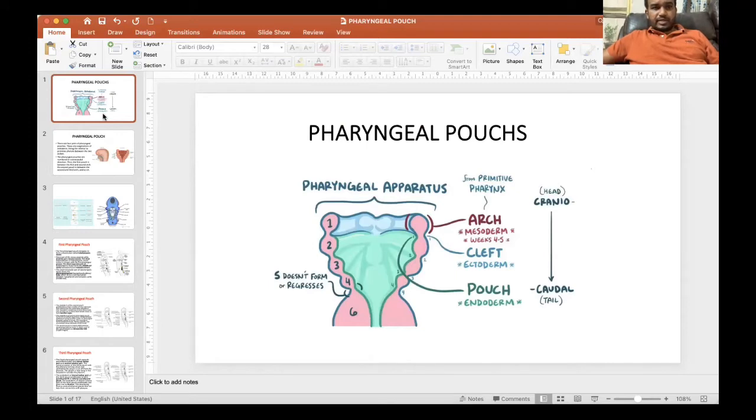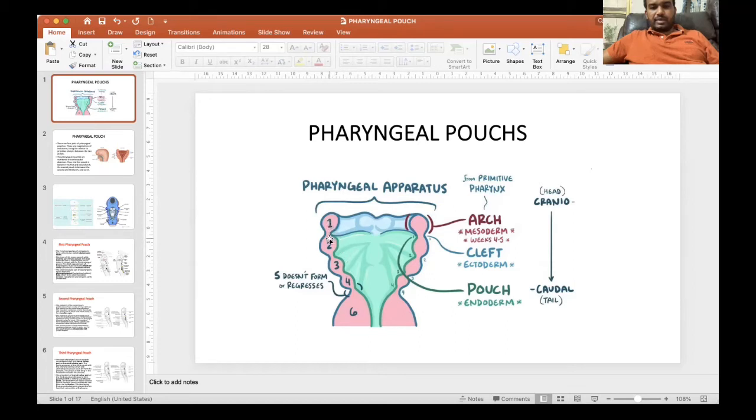For today's session, I am discussing the pharyngeal pouches. In the last class I discussed the pharyngeal arches, and today I will discuss the pharyngeal pouches. All of you know the pharyngeal arches, pharyngeal pouches, and pharyngeal cleft. Together we call this complex the pharyngeal apparatus. The inner lining of the pharyngeal arches is lined by the endoderm.